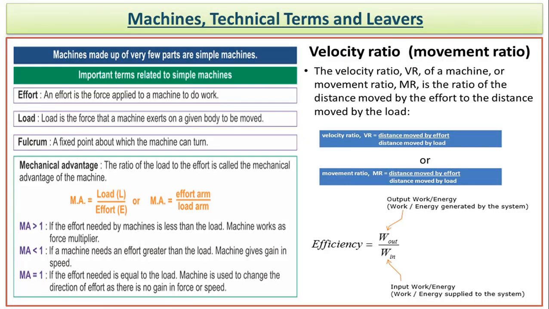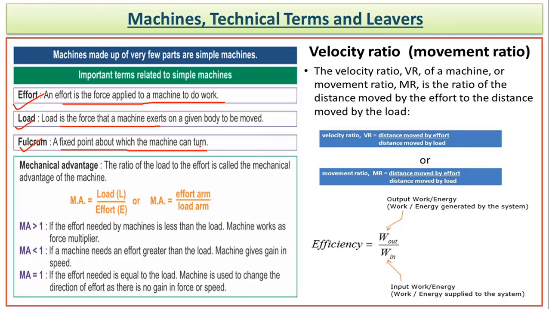Let's understand the first term, effort. What is an effort? Effort is the force applied on the machine in order to do some work, or the force which we apply on the machine to do some work is said to be the effort. Whereas the load is the force that the machine has to overcome with the help of the effort. Fulcrum is a fixed point about which the machine can turn.